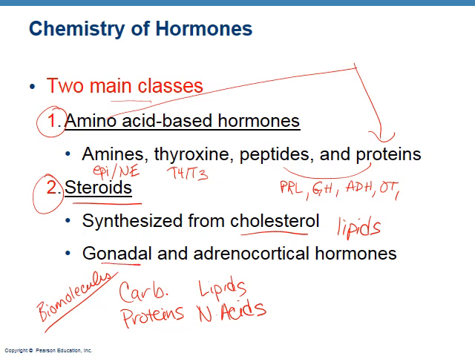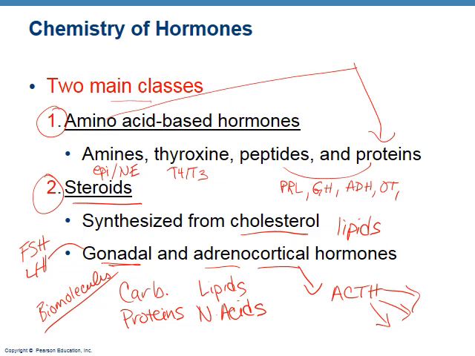So we're talking about gonadal and then adrenocortical or corticoid, you might hear, hormones. So these we'll talk about when we get to ACTH and we get to talking about all of the products from the secretion of ADH. And then the gonadal hormones, what are we talking about? FSH, LH. So just to give you an idea, there are two main classes.